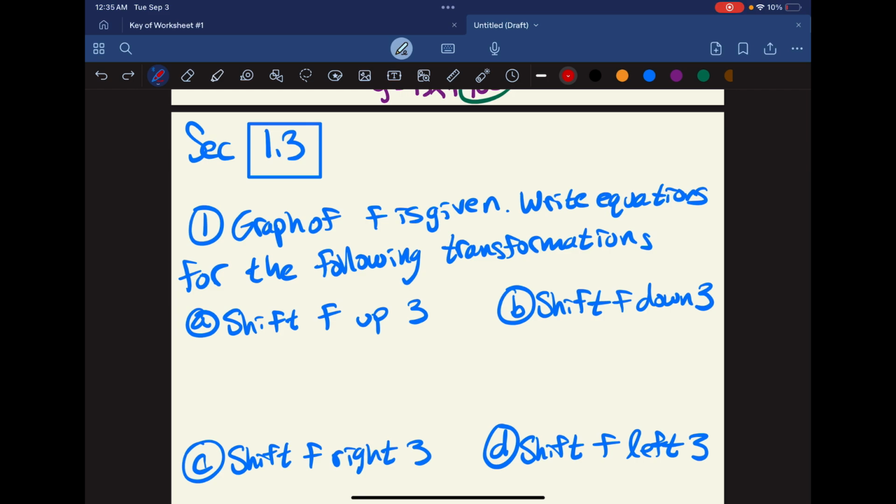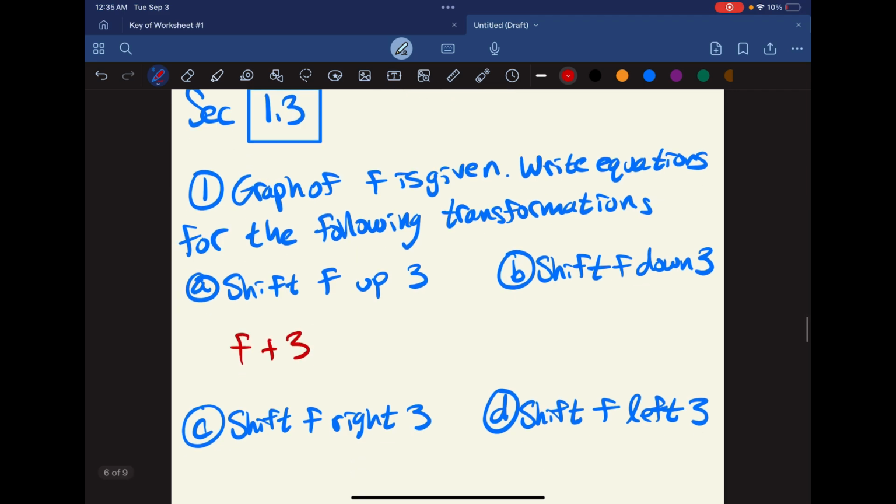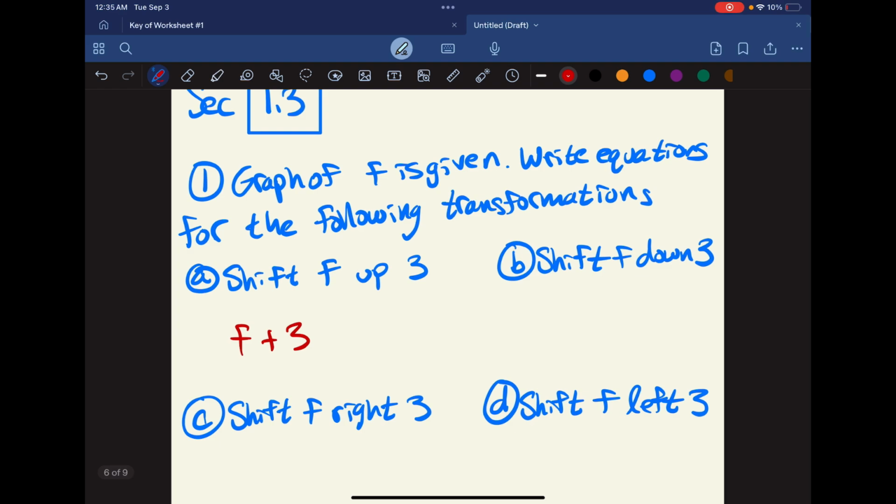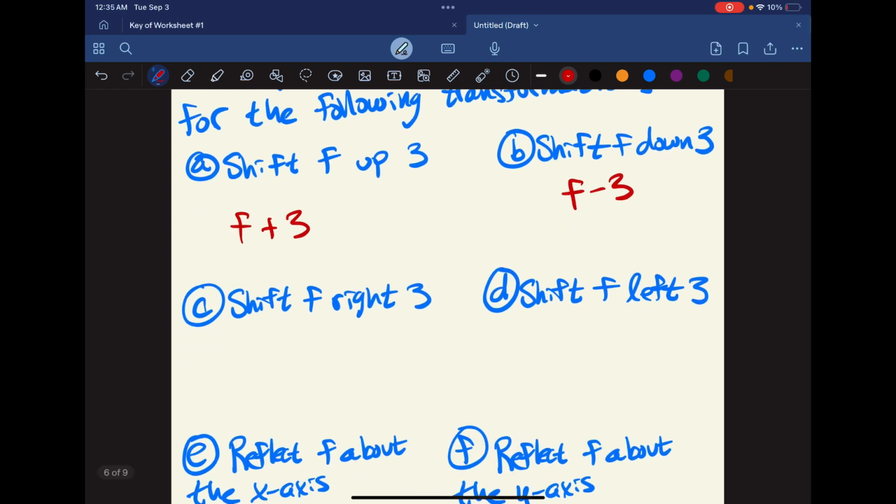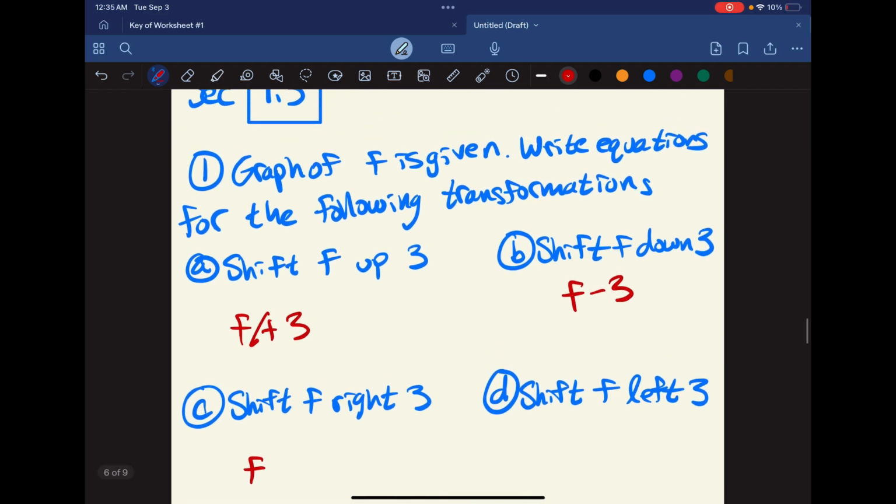The graph of f is given. Write equations for the following transformations of f. So this is just saying we have some function, and a is saying let's shift that function up. So we do f plus 3. Shift f down 3. Okay, f minus 3. Shift f right 3. Oh wait, here, let's do f of x.